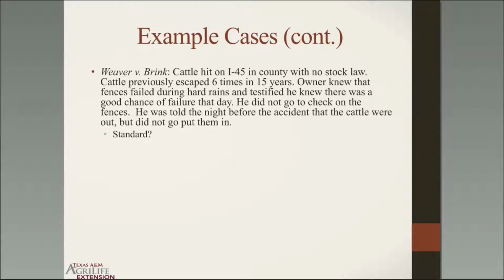First question, is it open range or closed range? Okay, we've got closed range, right? Because we're on a U.S. highway, I-45. And so again, we've got that knowingly permit standard. So what's our verdict? Pete, will you hit the poll for us? Do we think that the landowner here knowingly permitted those animals to run at large?